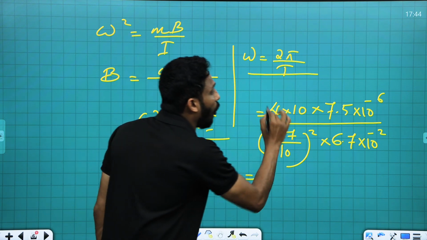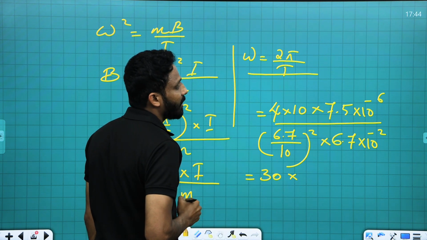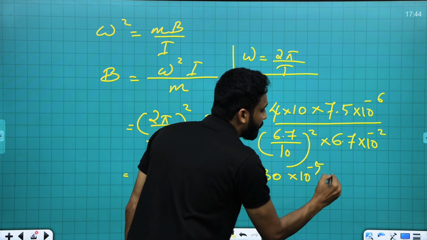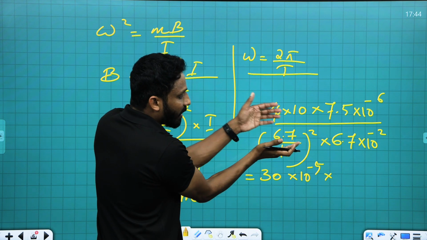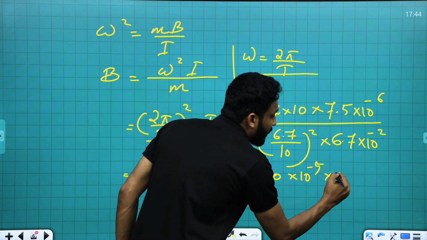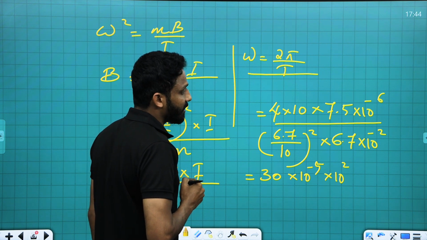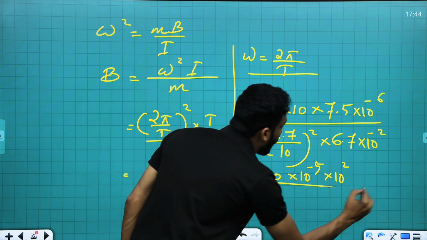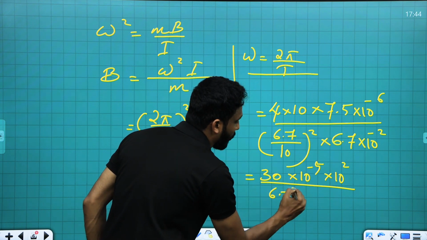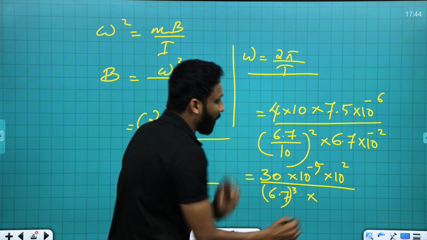4 into 7.5 is 30. Okay, 10 into 10 power minus 6 is 10 power minus 5. Here 10 square comes to the numerator. Clear? Is that okay? Divided by 6.7 square into 6.7, which is 6.7 cube, into 10 power minus 2.